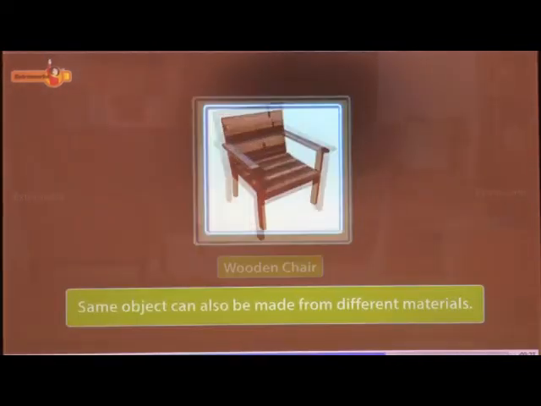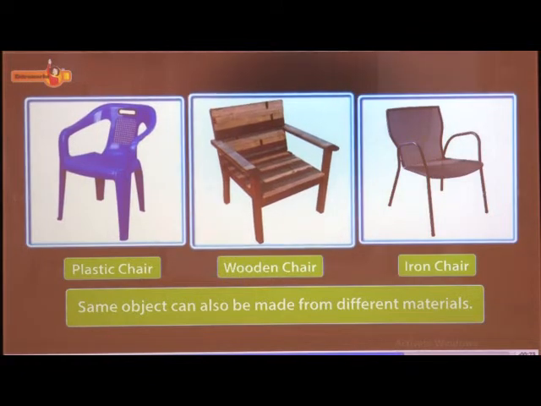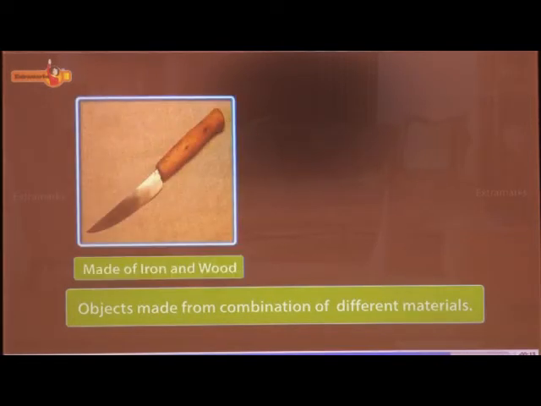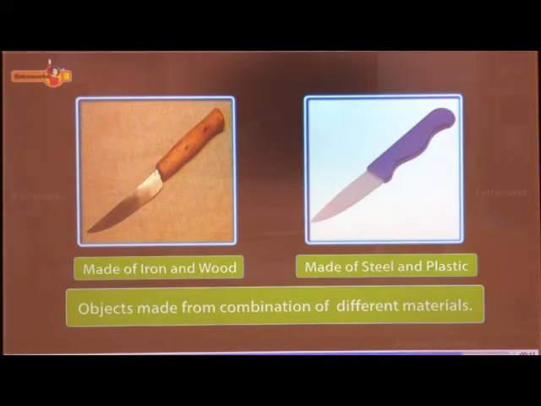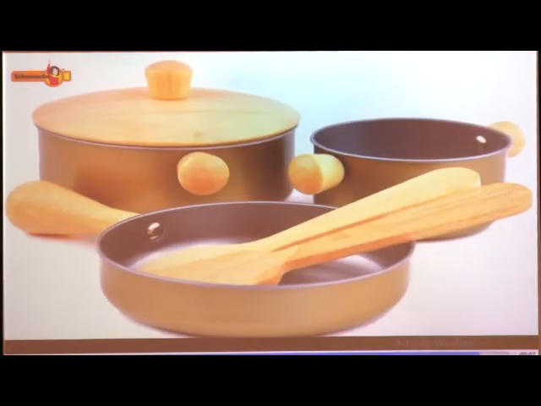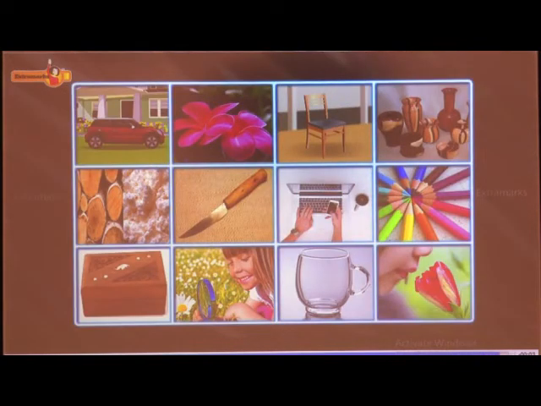Well, you must have seen wooden chair, plastic chair or iron chair. These chairs are made up of different materials. That means same object can also be made from different materials. In fact, objects can also be made from combination of different materials. Isn't it interesting? So, now you know that objects around us are made up of different materials.